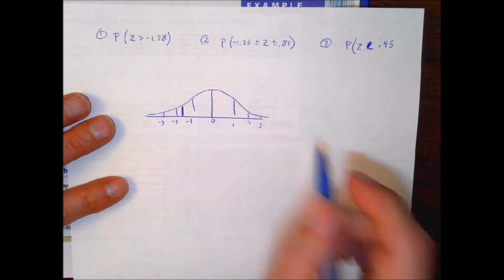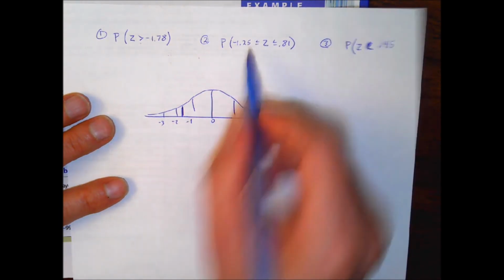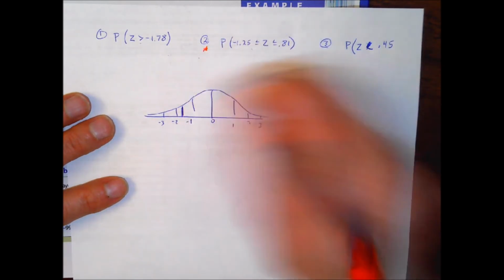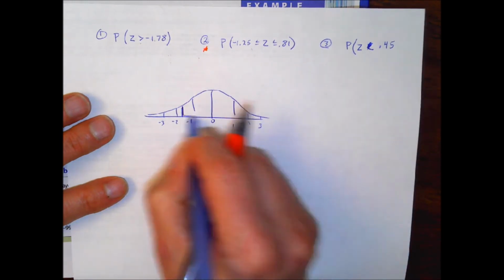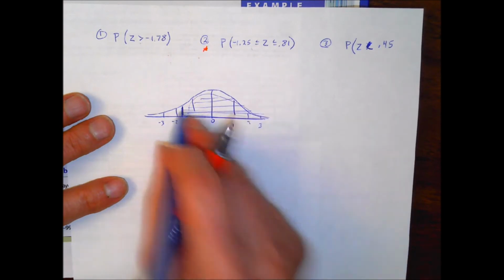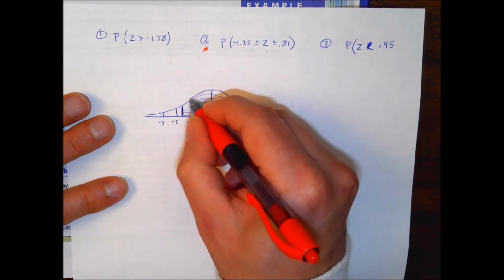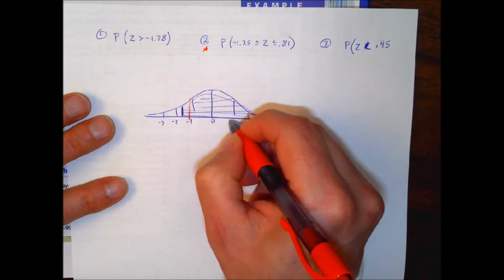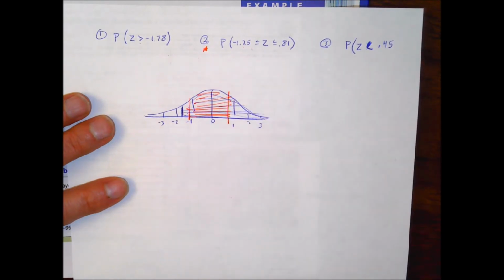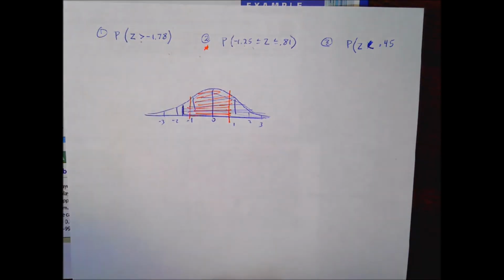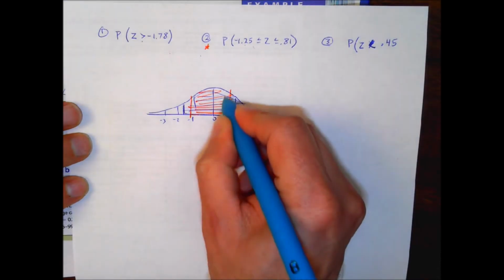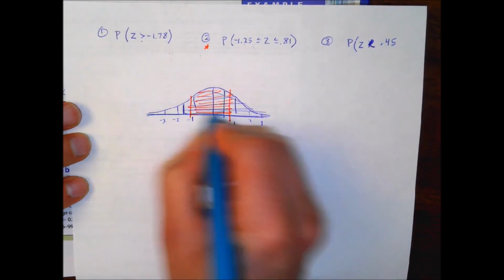For this one here, negative 1.25 would be here. I'll do these in different colors. Let me use the same graph though. So this blue one here, we want to find all that area here. This one here, negative 1.25 to 0.81, we're going to find that area right in there. And then third one, less than 0.45. 0.45 would be about right here, and we want to know less than that, so we're going to find all that area in there.